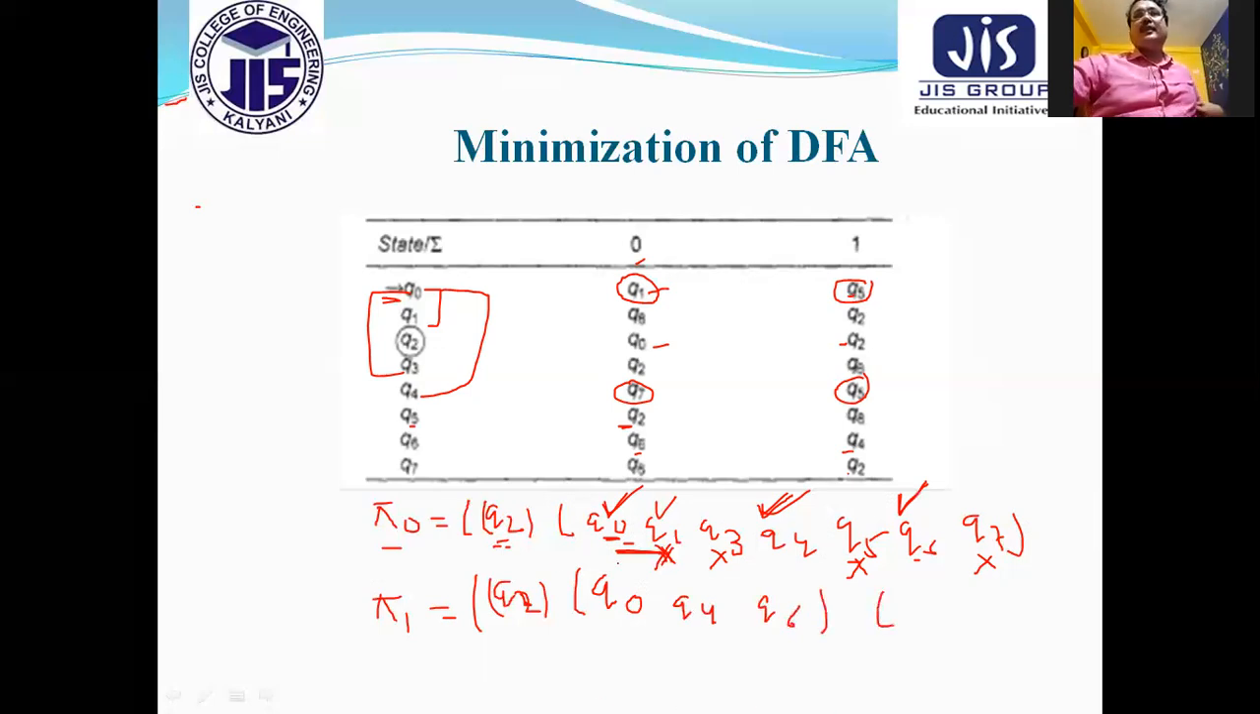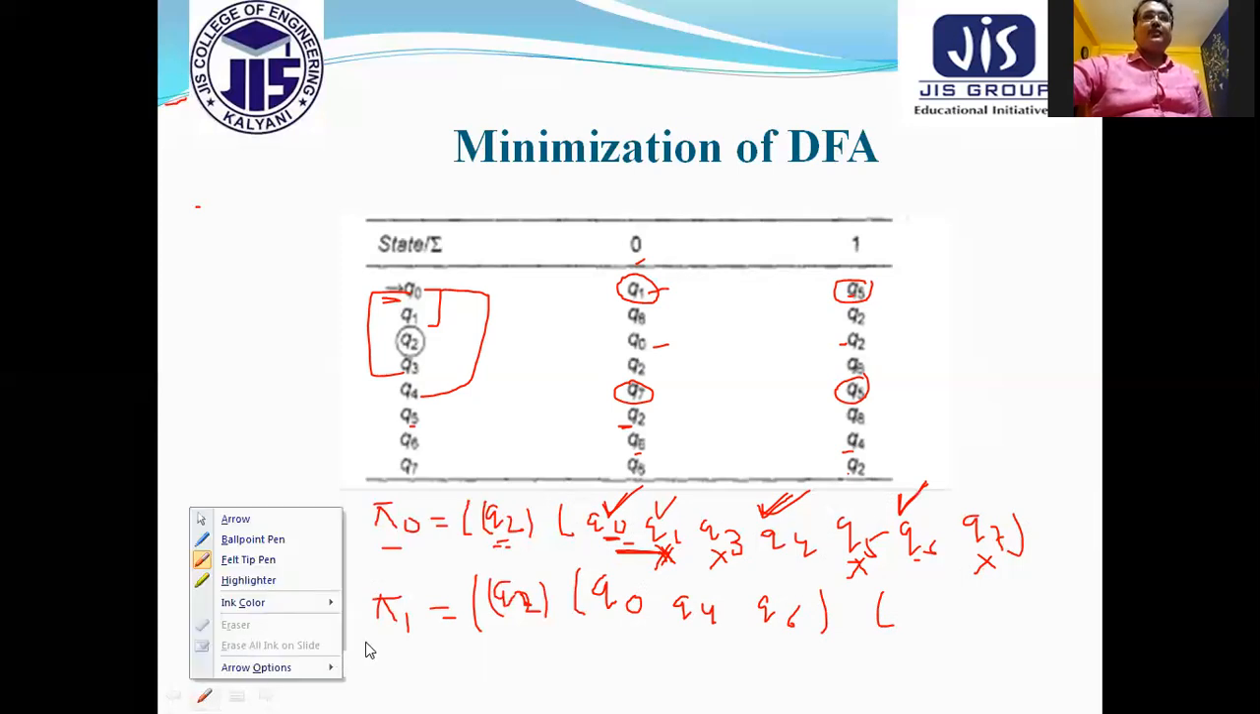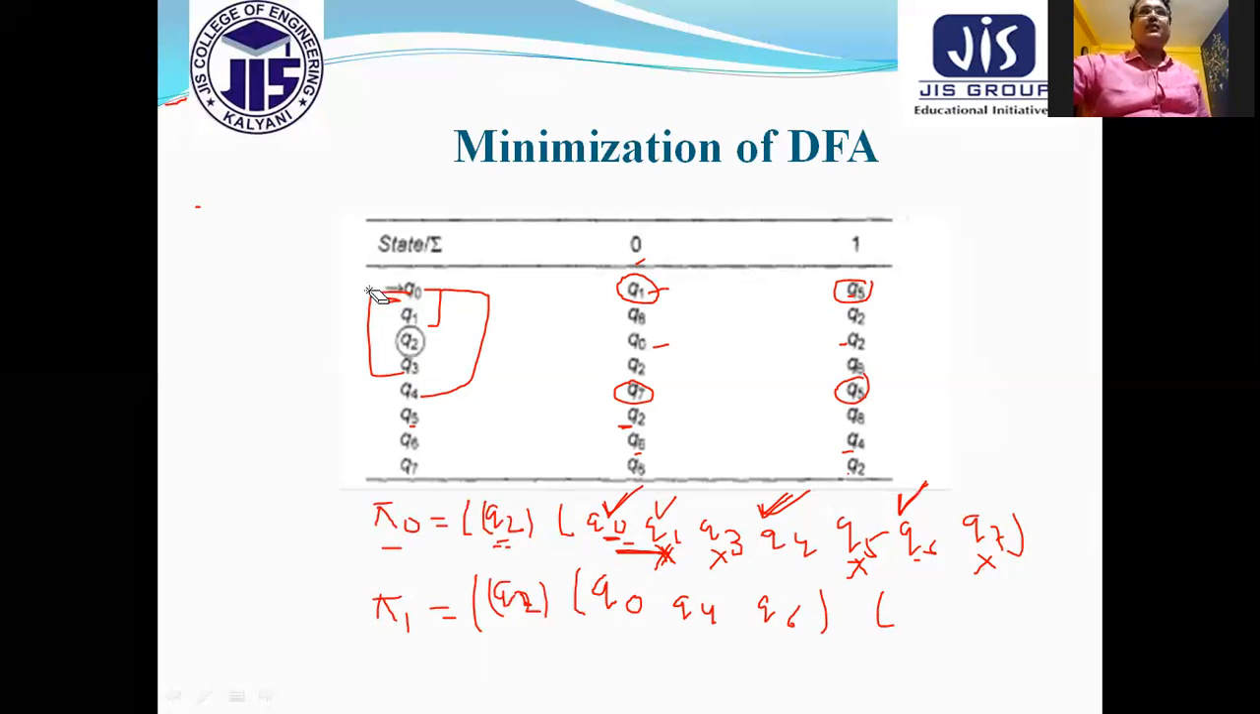After that, what are the remaining sets? 1, 3, 5, 7. So you have to check 1 with 3. I am erasing something, okay, for simplicity.